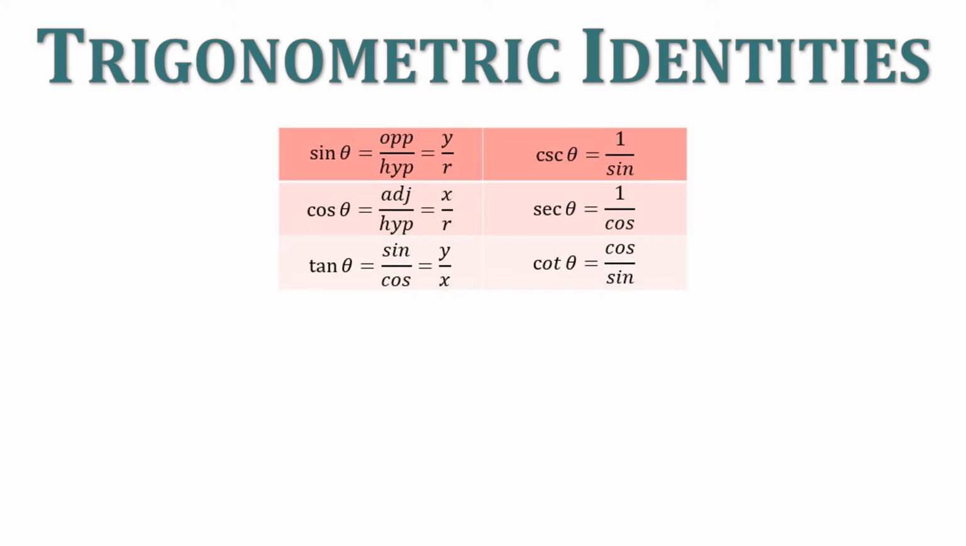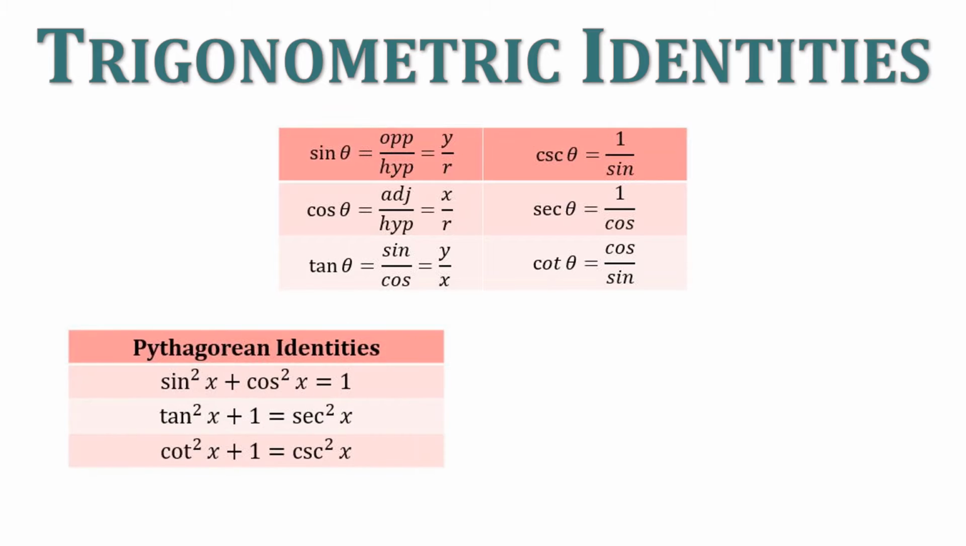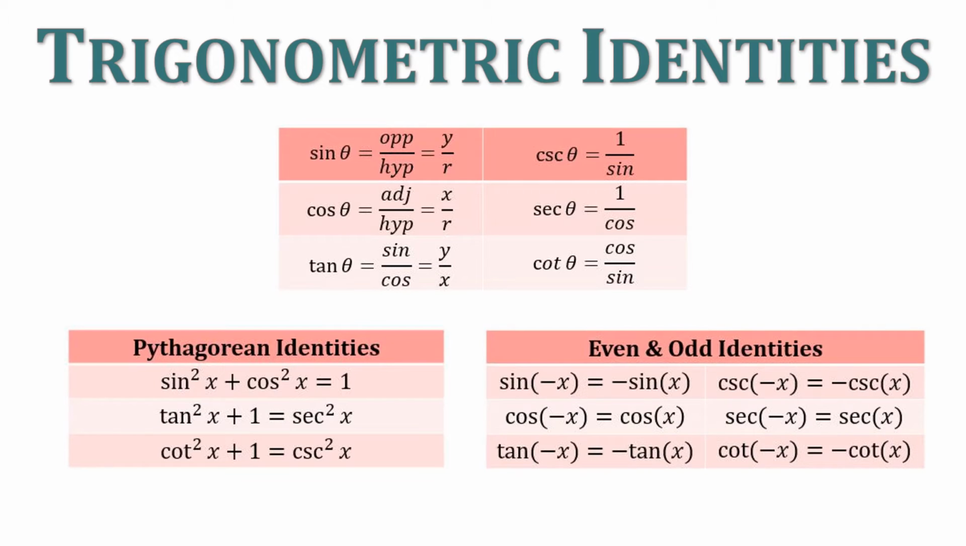We know that sine is opposite over hypotenuse, cosine is adjacent over hypotenuse, tangent is sine over cosine, and then we have our three reciprocal functions, cosecant, secant, and cotangent. We've learned our Pythagorean identities: sine squared plus cosine squared equals 1, tangent squared plus 1 equals secant squared, cotangent squared plus 1 equals cosecant squared, and we've learned our even and odd identities, where if we plug in a negative x for any of our trig functions, they all turn negative except for cosine and secant. Cosine and secant remain positive even when we plug in a negative x value.